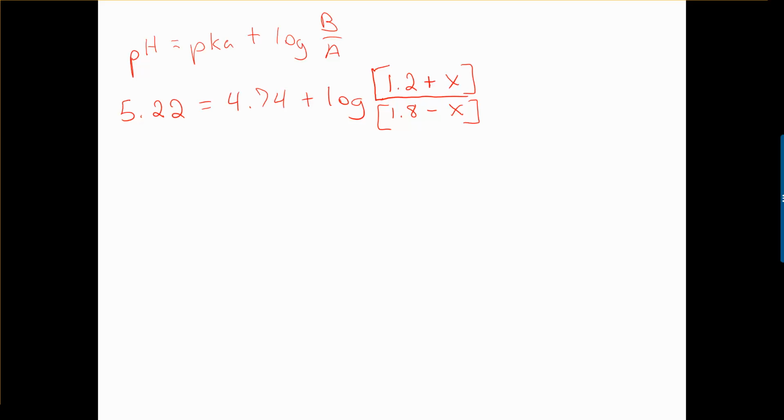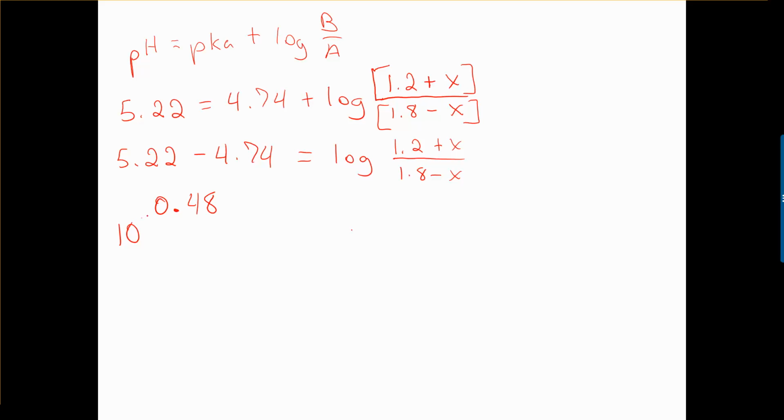Okay, so let's simplify this. 5.22 minus 4.74 equals the log of (1.2 plus x) divided by (1.8 minus x), which turns out to be, 5.22 minus 4.74 is what? 0.48. And then I equals the log of that, but I'll just go ahead and take the anti-log of it.